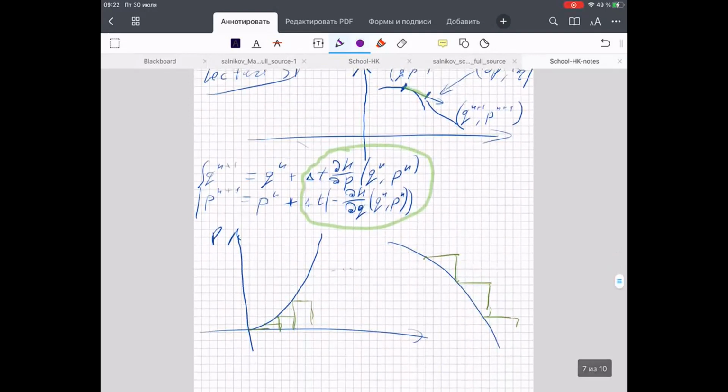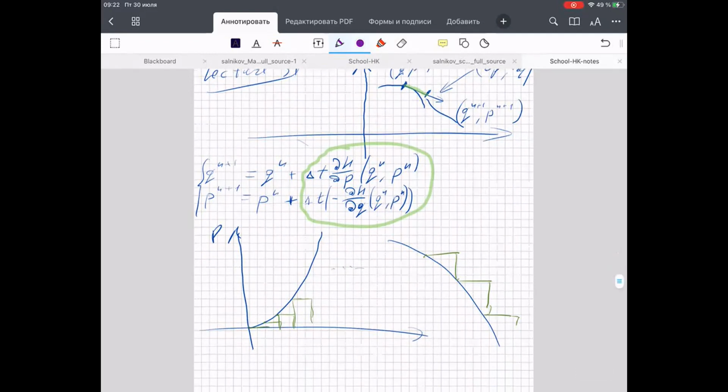So it means that in this case, instead of taking Qn and Pn here and Qn and Pn here, I will always take Qn plus 1 and Pn plus 1 in the right-hand sides, and here too. What would be your expectation? Does it help? Does it cure the thing? Well, let's see.